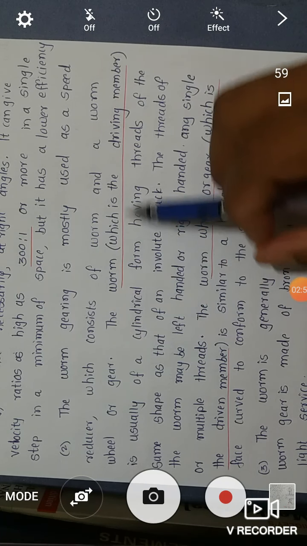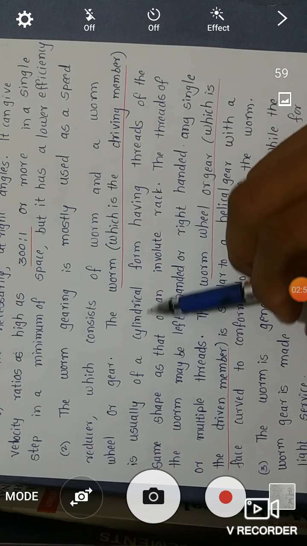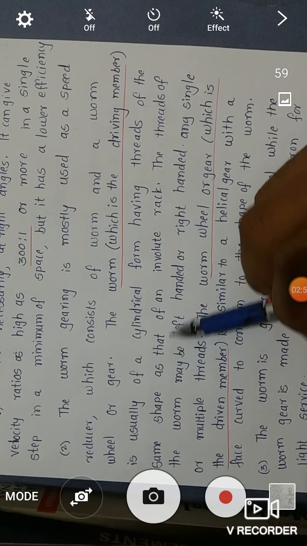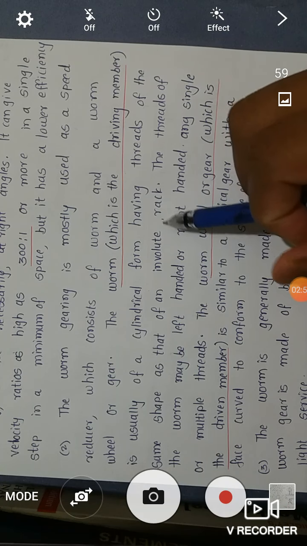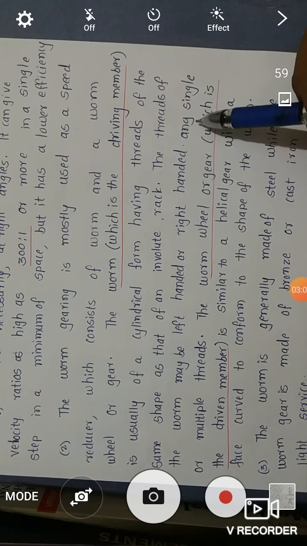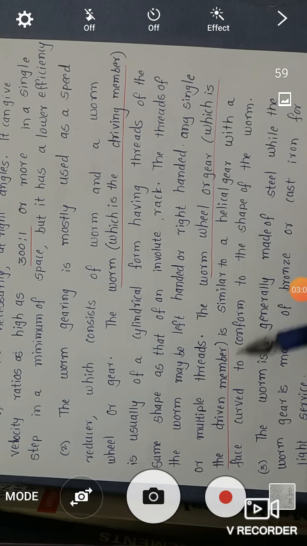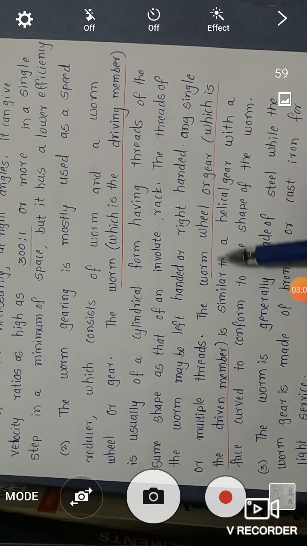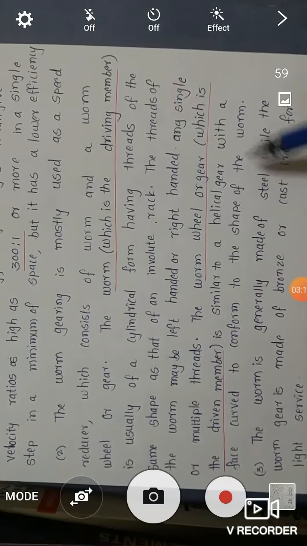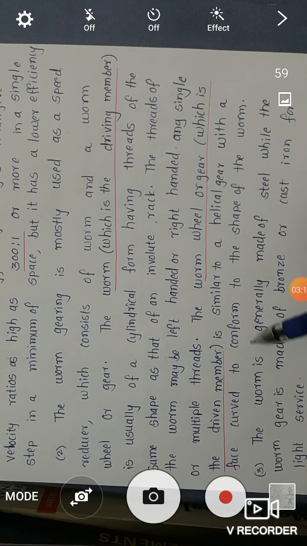The worm, which is the driving member, is usually of a cylindrical form, having threads of the same shape as that of an involute rack. The threads of the worm may be left-handed or right-handed. Any single or multiple threads. The worm wheel or gear, which is the driven member, is similar to a helical gear with a face curve to conform to the shape of the worm.